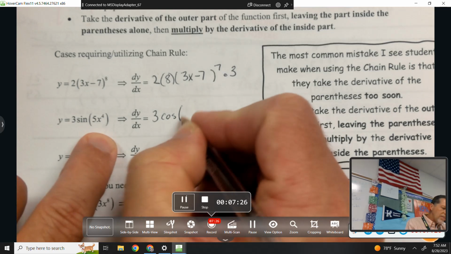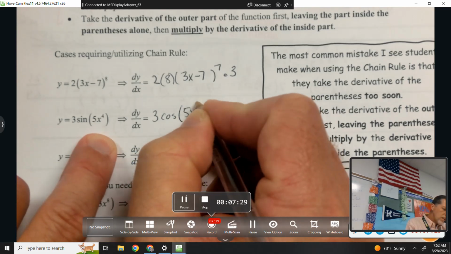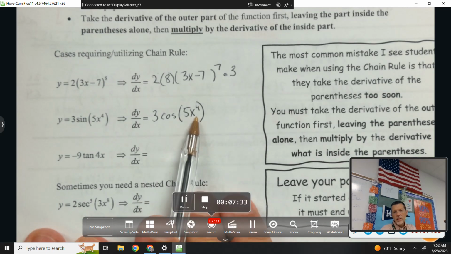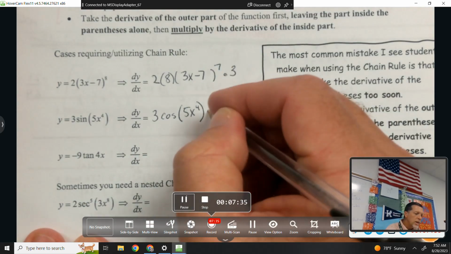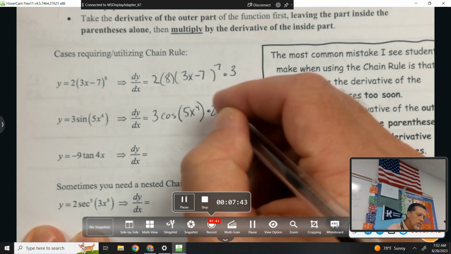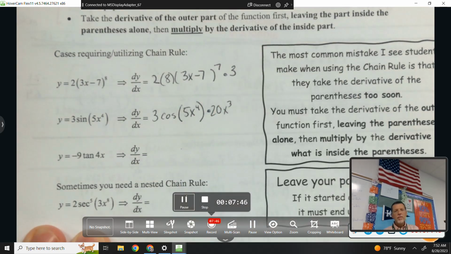But leave that inner stuff alone, because while we're taking care of the wrapper, we leave the hard candy alone. Then we can get to the hard candy. And what's the derivative of 5x to the 4th? 20x cubed. Yeah, 20x cubed.